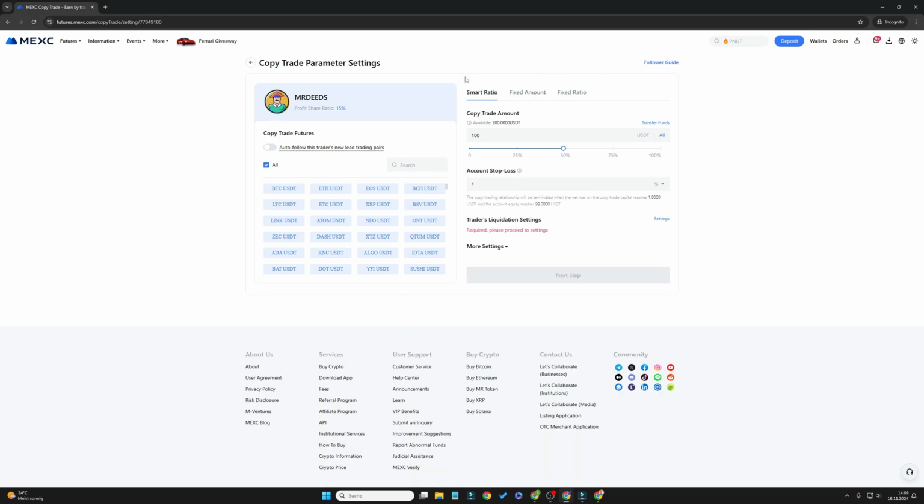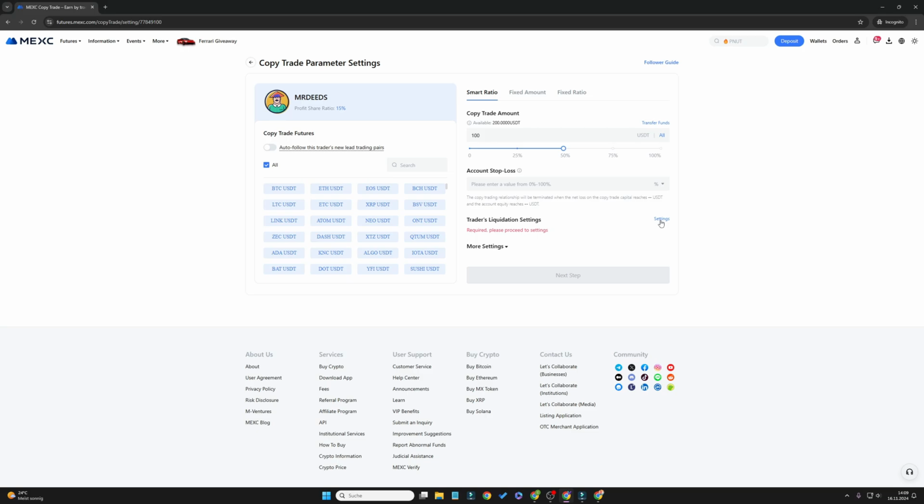However, as said before, I will stick to the smart ratio because I think that is the best option, because this will make sure that we fully copy the position and the overall strategy of the lead trader. So I will now put in $100 right here. I will not put in a stop loss. I will take the stop loss from the lead trader. So when the lead trader is putting in a stop loss, I will use the exact same stop loss.